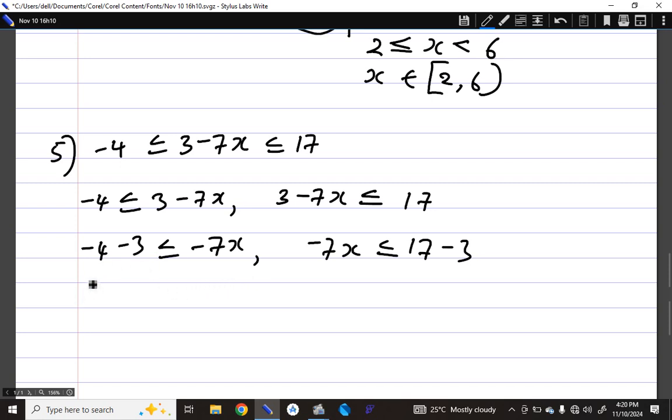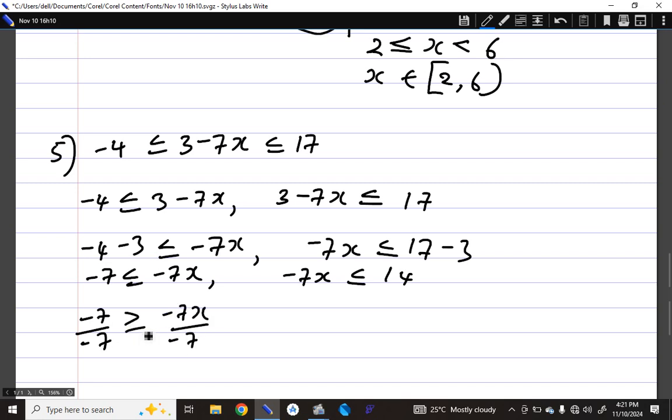So what do we have? We have that minus 7 is less than or equal to minus 7x, and here I'm having that minus 7x is less than or equal to 14. So divide both sides by minus 7. So minus 7 over minus 7 is greater than or equal to minus 7x over minus 7. I change the sign because I'm dividing with a negative number. So minus 7x over minus 7 is greater than or equal to 14 over minus 7.